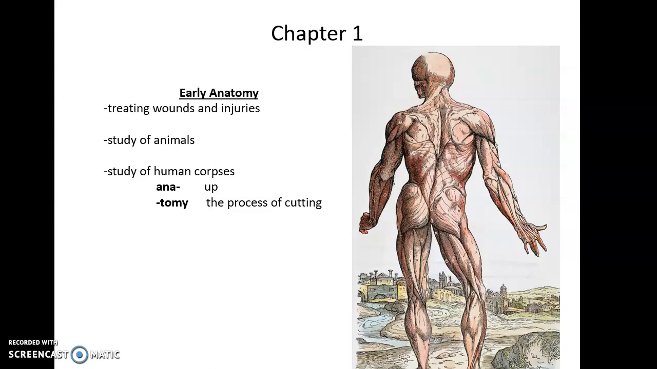And then finally, in the Middle Ages, Renaissance period, people started cutting up human corpses. They would rob graves of freshly interred bodies and use that for dissection purposes, which is where anatomy gets its name. Ana for up, tomy for the process of cutting. So human anatomy, the process of cutting up humans.